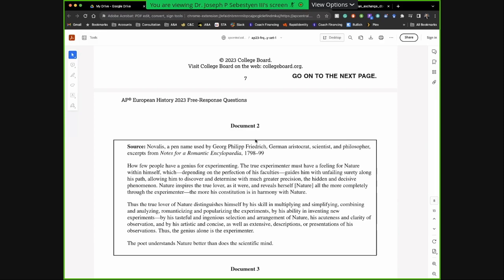Thus the true lover of nature distinguishes himself by his skill in multiplying and simplifying, combining and analyzing, romanticizing and popularizing the experiments, by his ability in inventing new experiments, by his tasteful and ingenious selection and arrangement of nature, his acuteness and clarity of observation, and by his artistic and concise as well as extensive descriptions or presentations of his observations. Thus the genius alone is in the experimenter. The poet understands nature better than does the scientific mind.